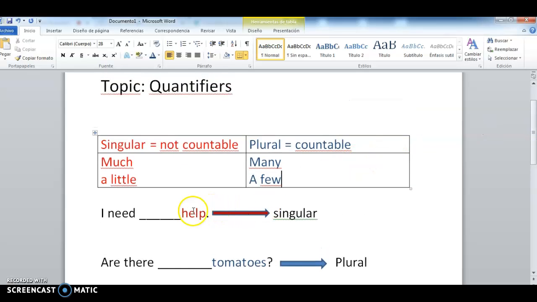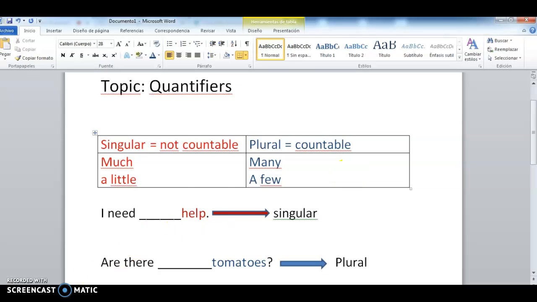Let's see some examples. Remember, if I see something singular, okay, I can use much or a little. If the sentence is in plural, then I can use many. No voy a decir many, por favor, many está equivocado. Many, a few, muchos, unos o unos cuantos, much, listen to the pronunciation, much, mucho, a little, un poco, a little.